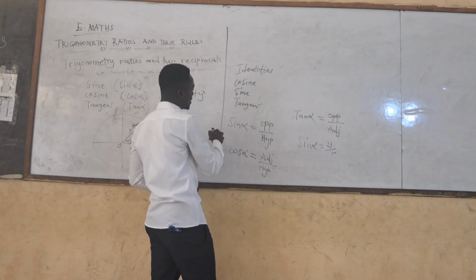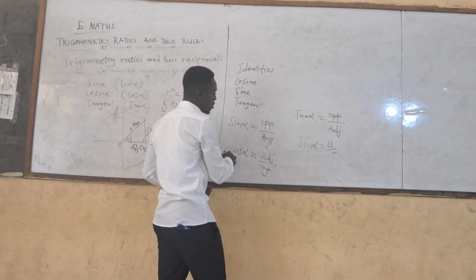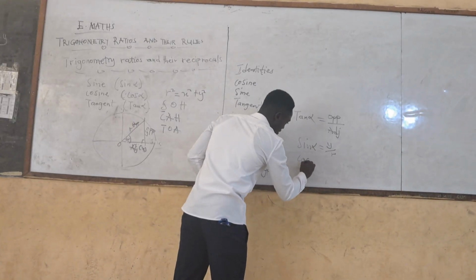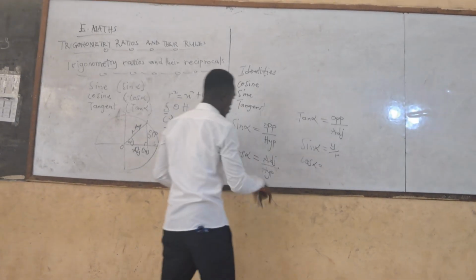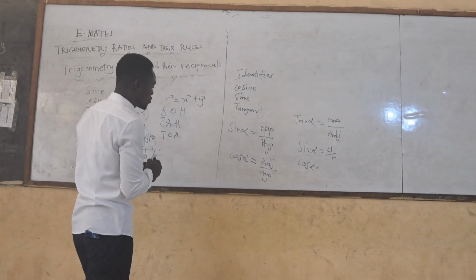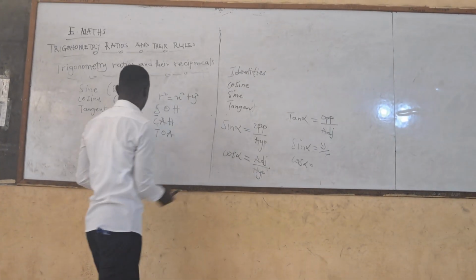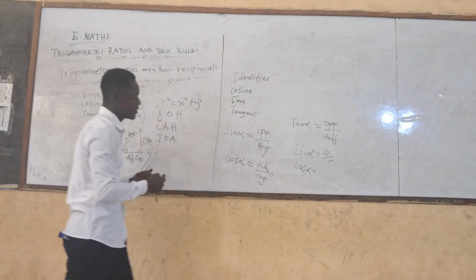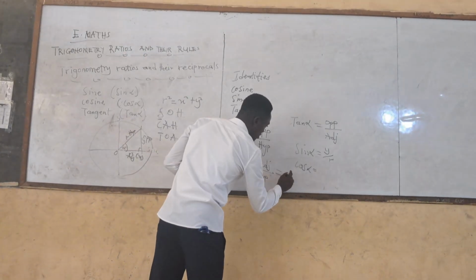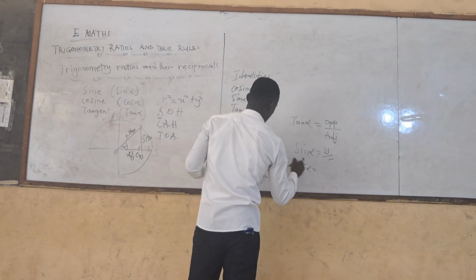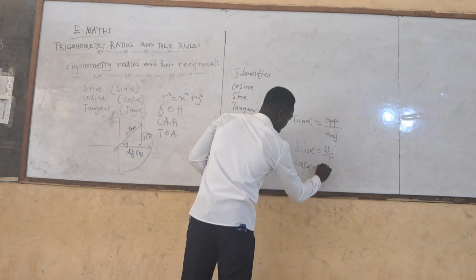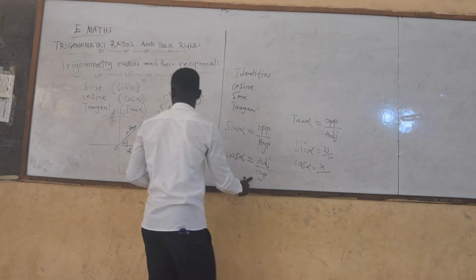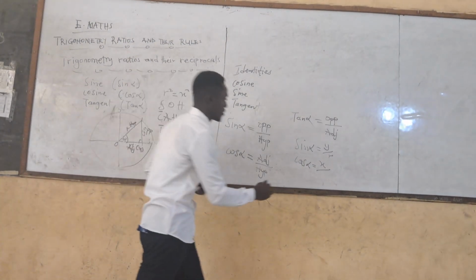Now let's take also cos. So cos alpha is equal to adjacent over hypotenuse. What is the adjacent? Which is labeled what? X. So cos is adjacent, which is x, over hypotenuse. What is hypotenuse? R.